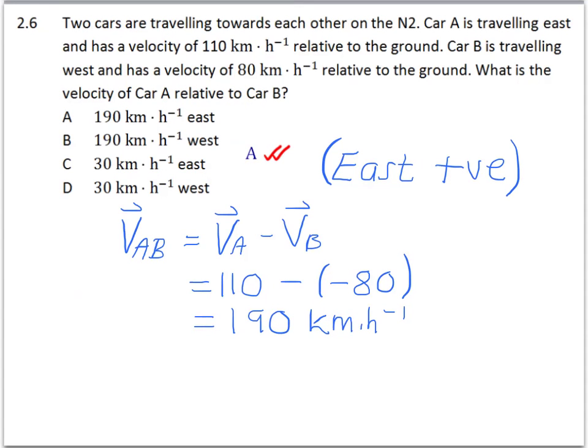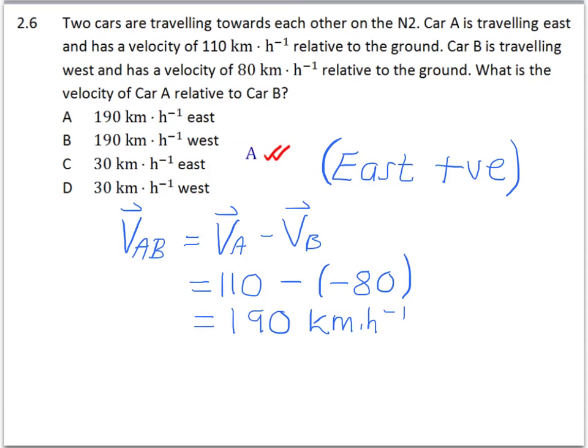Question 2.6 can either be done intuitively, or if you're making use of the relative velocity formula, you need to choose a particular direction as positive. In this particular sample solution, I've chosen east as the positive direction. And then you use your formula.